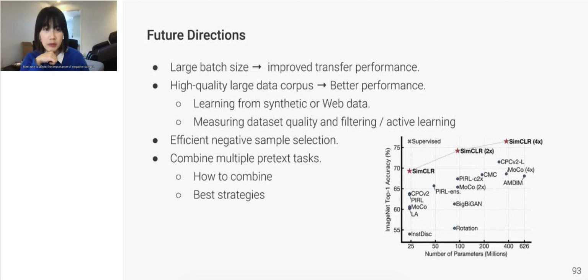Okay, next one is about the importance of negative sample selection. Although I talked about how large batch size can help do hard negative mining implicitly, it might not be enough because the batch size cannot go to infinity. And there's always a boundary restricted by your compute resources, your hardware limitation. Smart, efficient, and scalable methods for finding hard negative samples will consistently benefit the training for contrastive learning models.